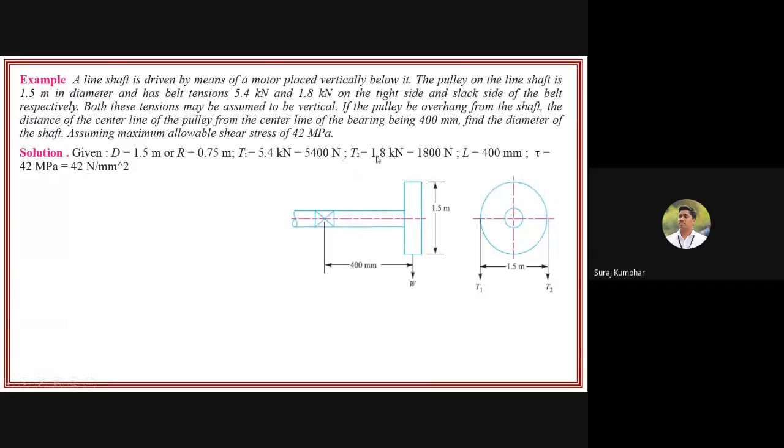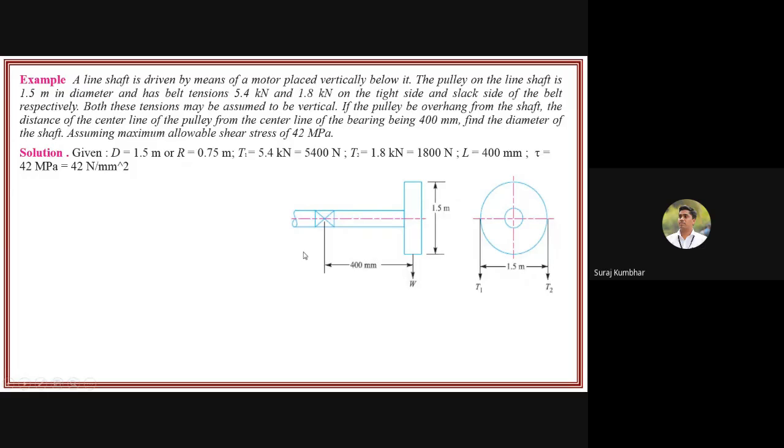T2 is the slack side, 1.8 kilonewton, that is 1,800 Newton. Length is 400 mm, and shear stress is 42 MPa, that is 42 Newton per mm square. So all these things are given. Length is the length from the bearing. Here you can see the bearing, and 400 mm is the distance from that particular pulley.